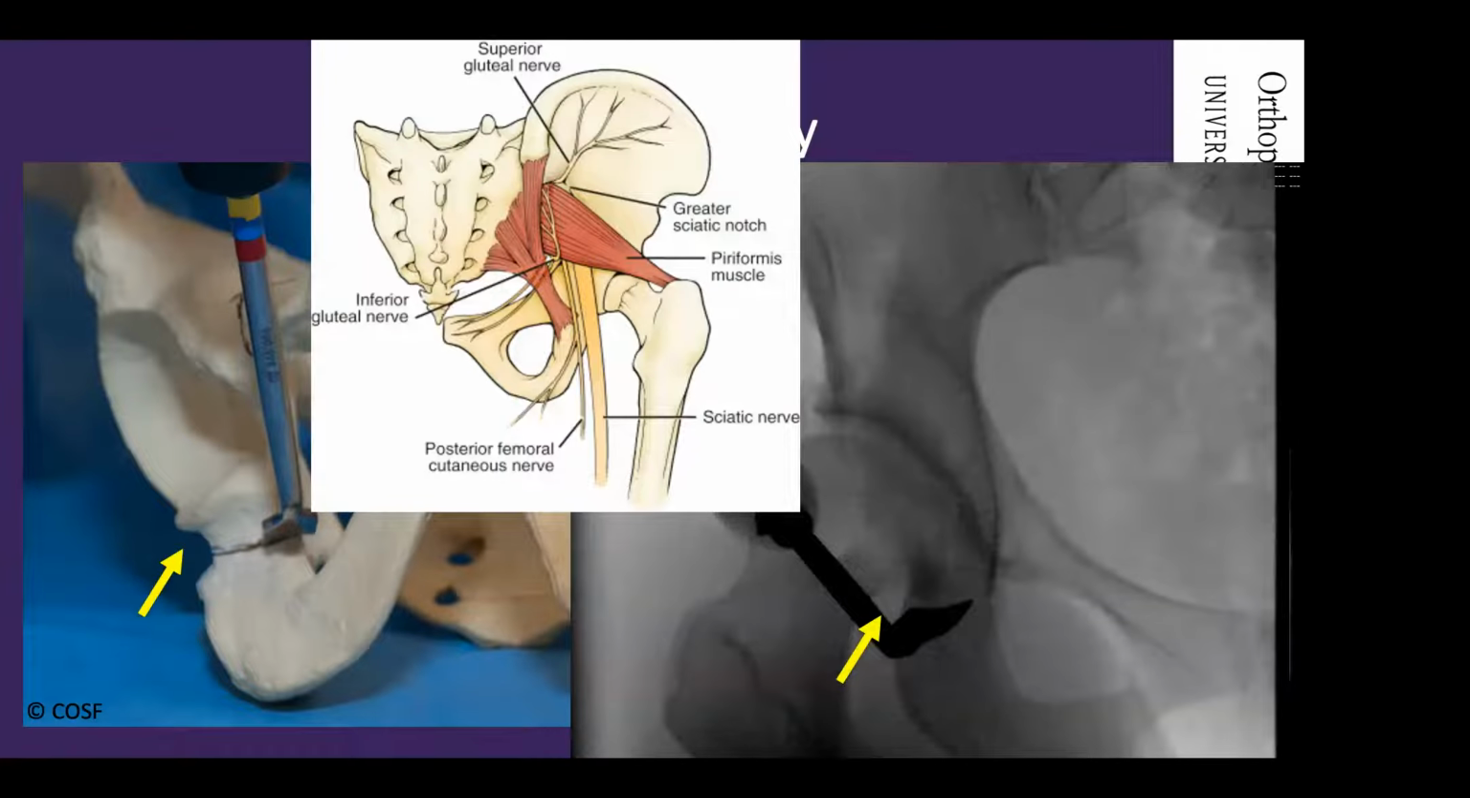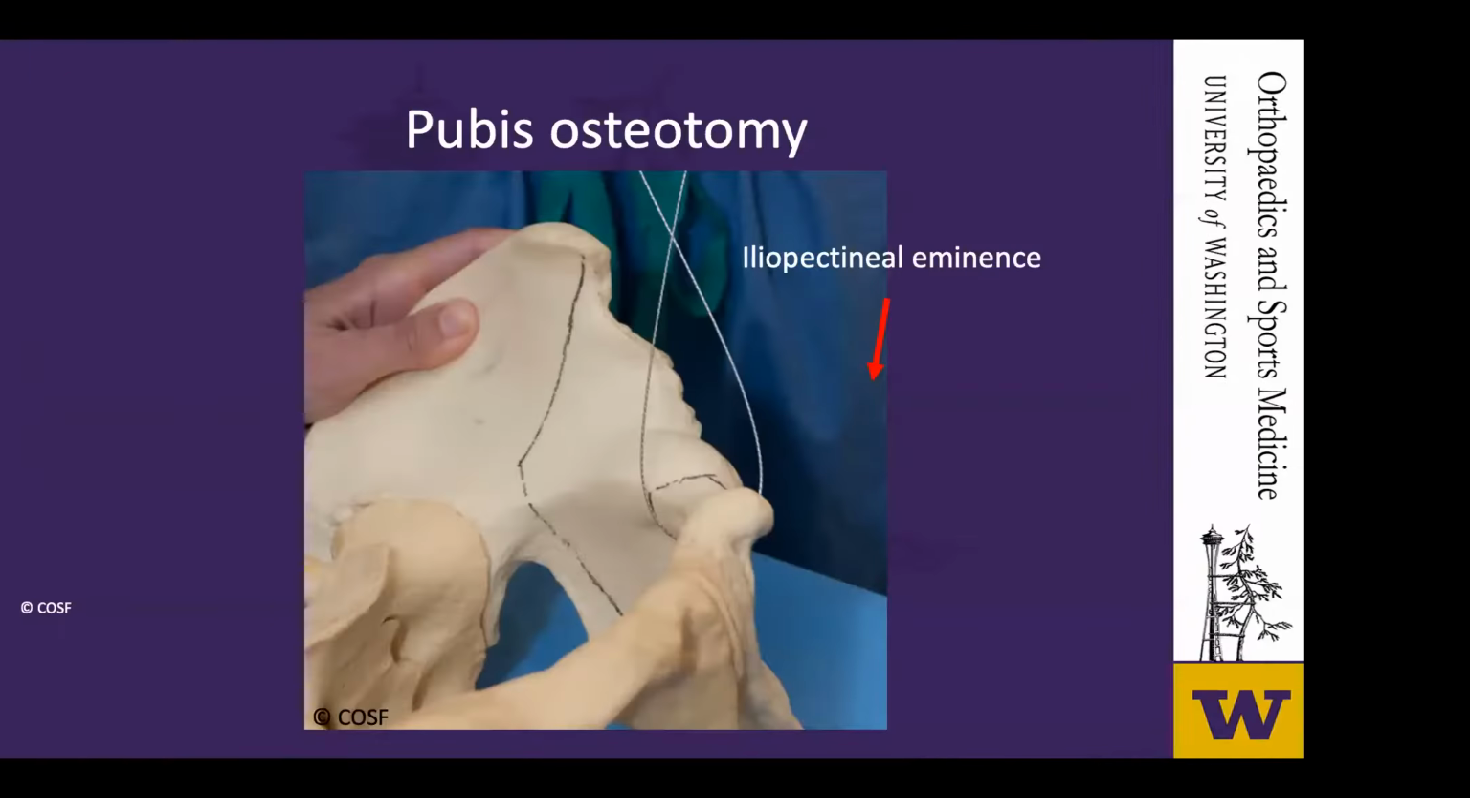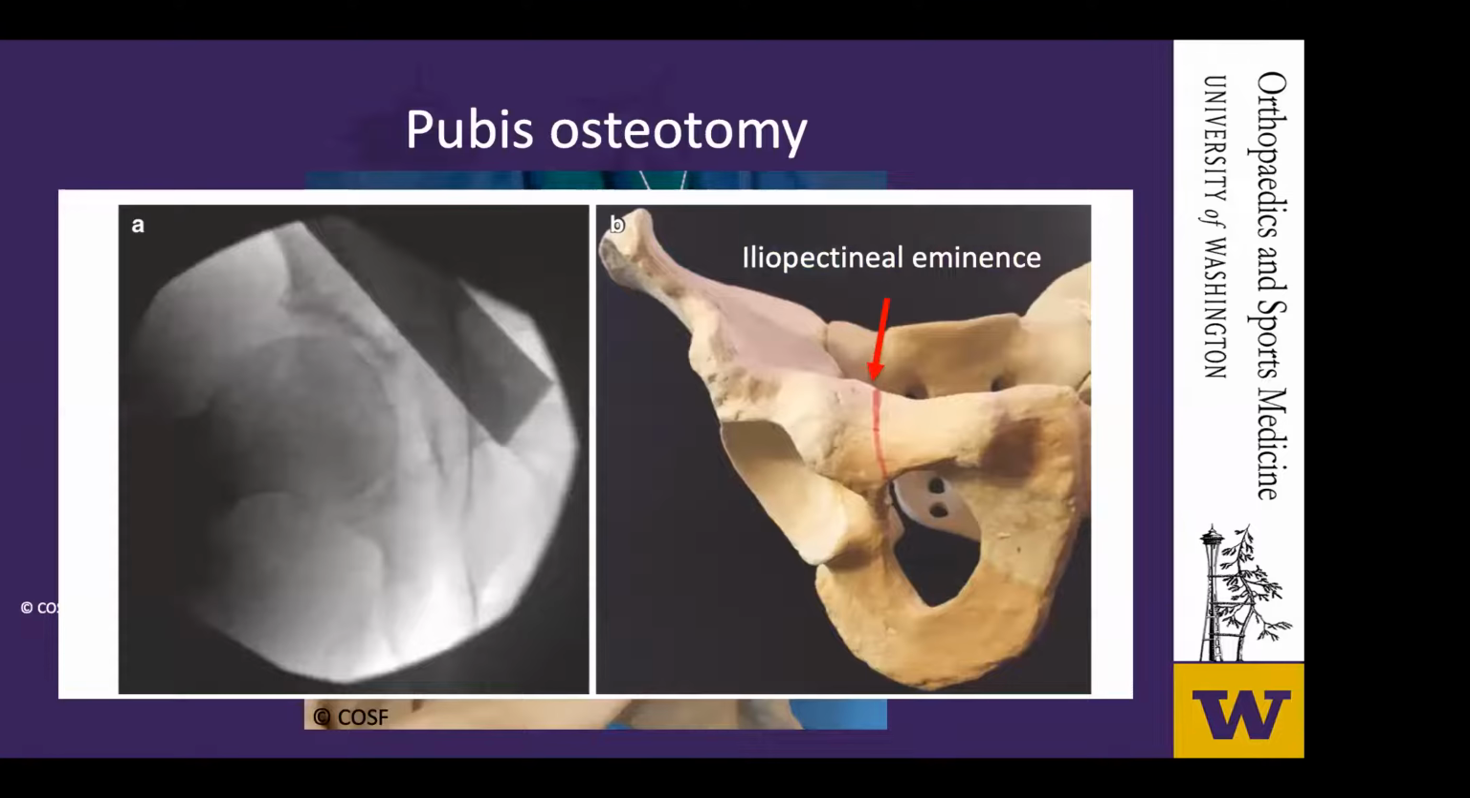The leg can often be brought into a position to help relax the sciatic nerve, with hip extension, slight abduction, and a little bit of external rotation to aid in relaxing the nerve away from the ischium and osteotome. Next, the pubis osteotomy is performed, just medial to the iliopectineal eminence. As shown, our osteotome can be utilized at the surgeon's discretion.